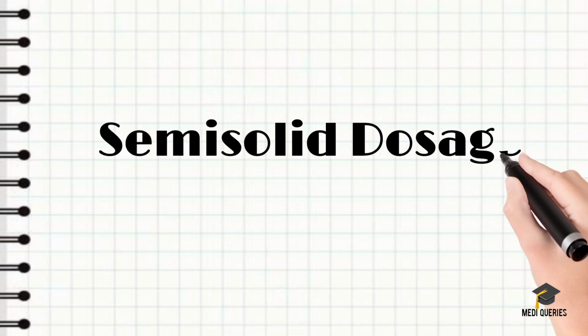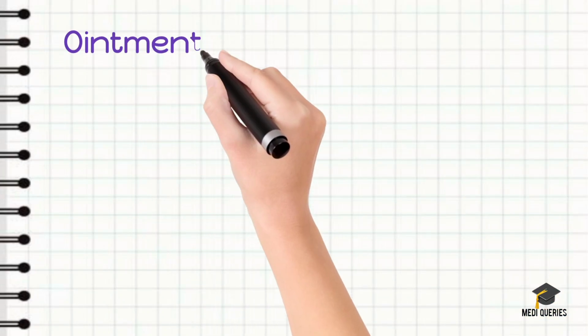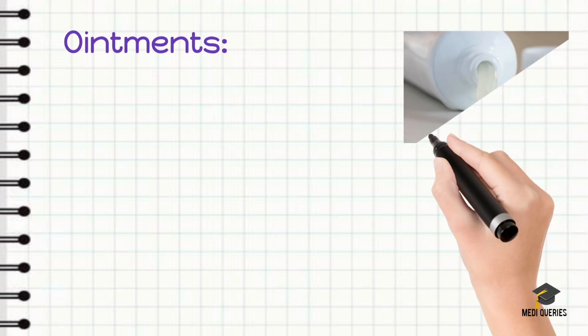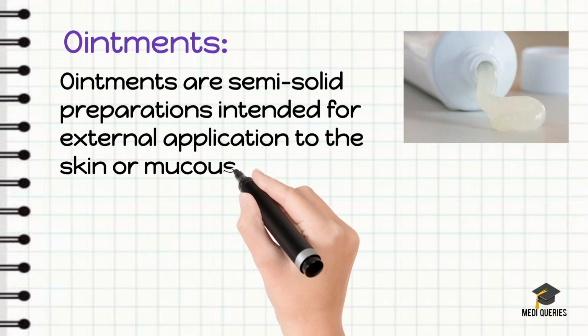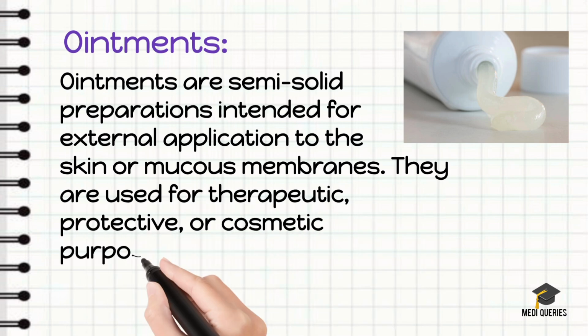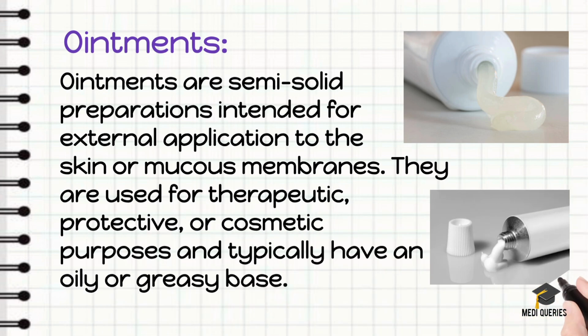Today in this video we are going to learn about the semi-solid dosage forms, that is ointments. So what do these semi-solid dosage forms mean? Semi-solid dosage forms are mainly meant for external applications, for example ointments, creams, jellies, pastes and so on. Suppositories are also included in this category, although these are unit dosage forms. But today we will learn about the ointments first.